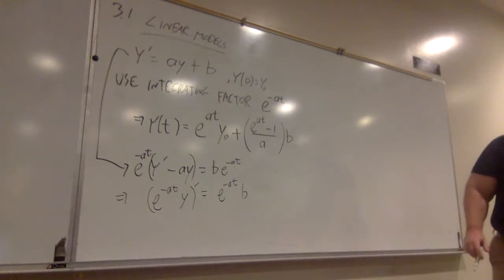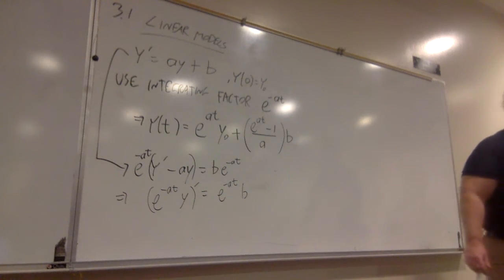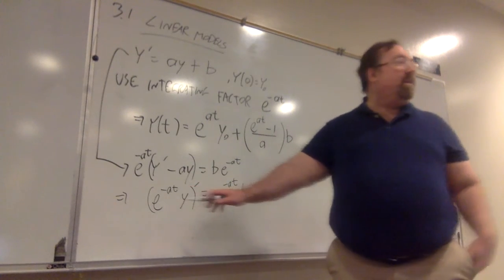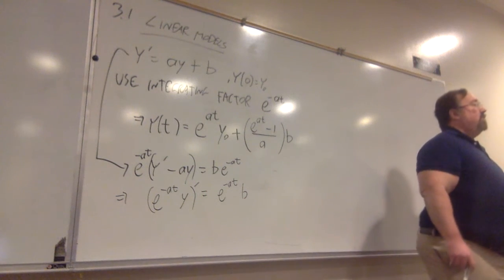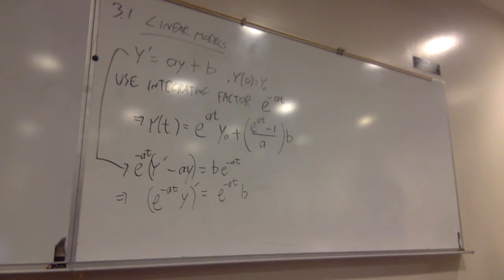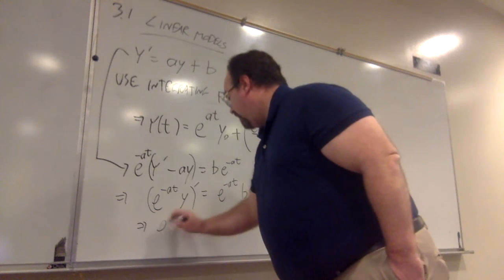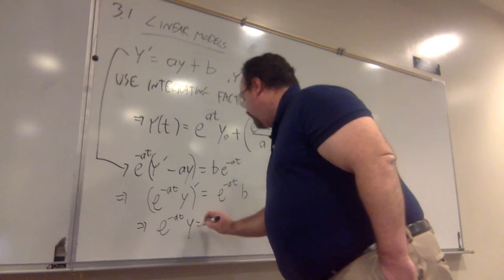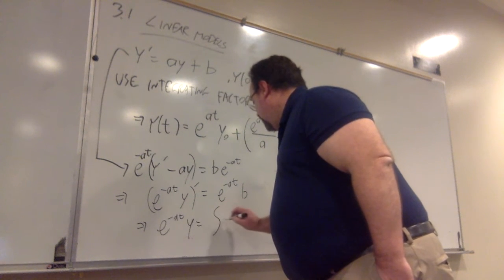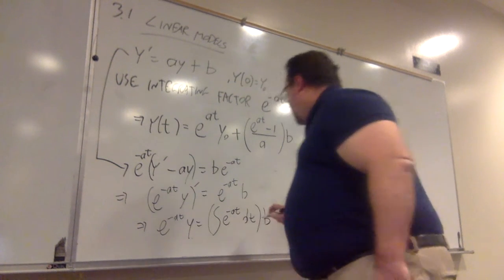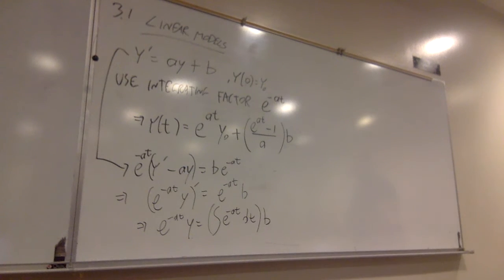So then what happens is you'll integrate both sides, and so you'll have e to the minus at over here. But you want to solve for y, ultimately. So, all right, you have e to the minus at y is equal to the integral of e to the minus at dt all times b. I've already pulled out b because it's a constant. But then what do you do next? You multiply both sides by e to the plus at.